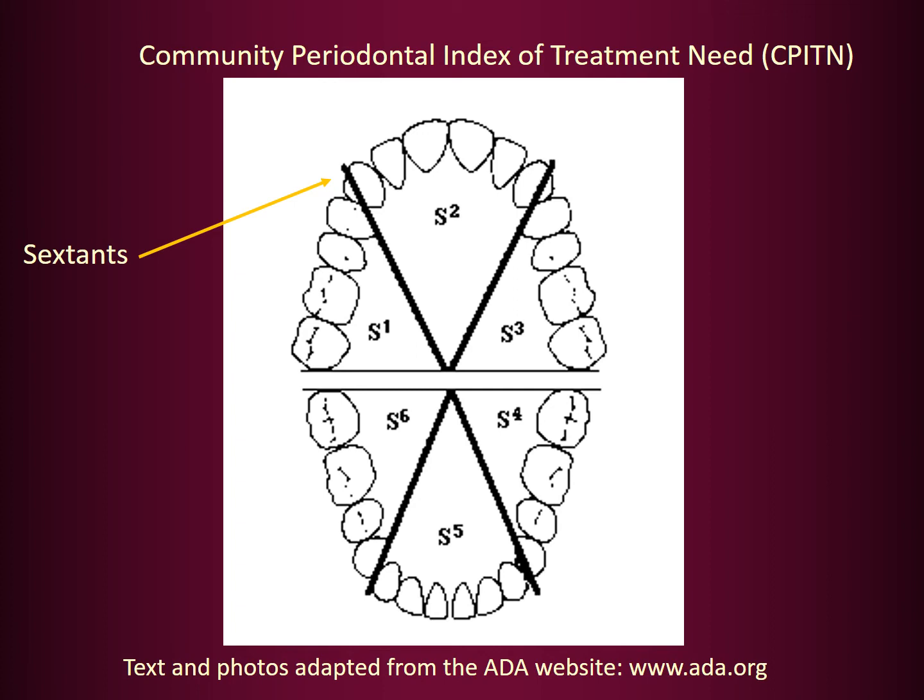the World Health Organization came up with something that was called the Community Periodontal Index of Treatment Need, which is CPITN for short. And this is a situation in which the teeth are broken up into sextants. As you can see, there are 3 in the maxilla and there are 3 in the mandible. And that's very useful because the examinations that are done by sextants, and so each sextant is recorded separately, and then they are evaluated separately. And we'll talk about that in the next slide.